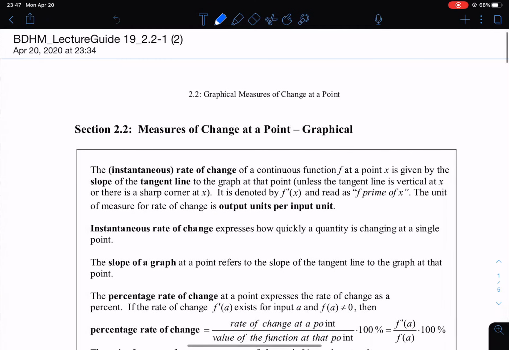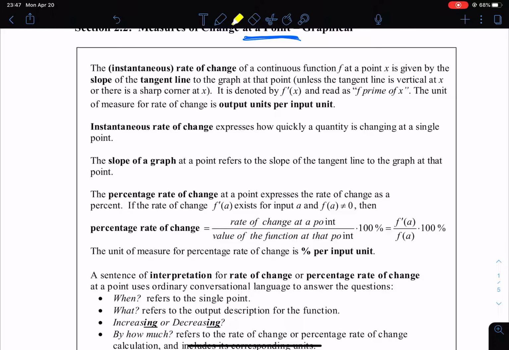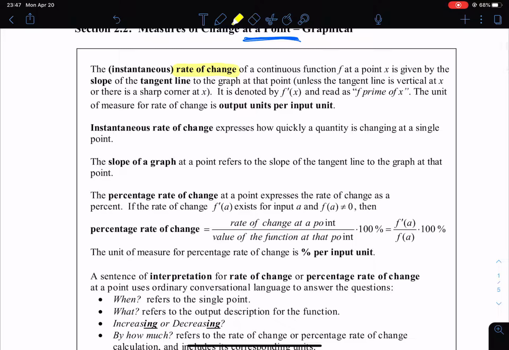Section 2.2, measure of change at a single point. So remember, last section all three changes are used for an interval. This section is about a single point instead of an interval. So the first one is the rate of change. The rate of change, or we can say the instantaneous rate of change of a continuous function at a single point.